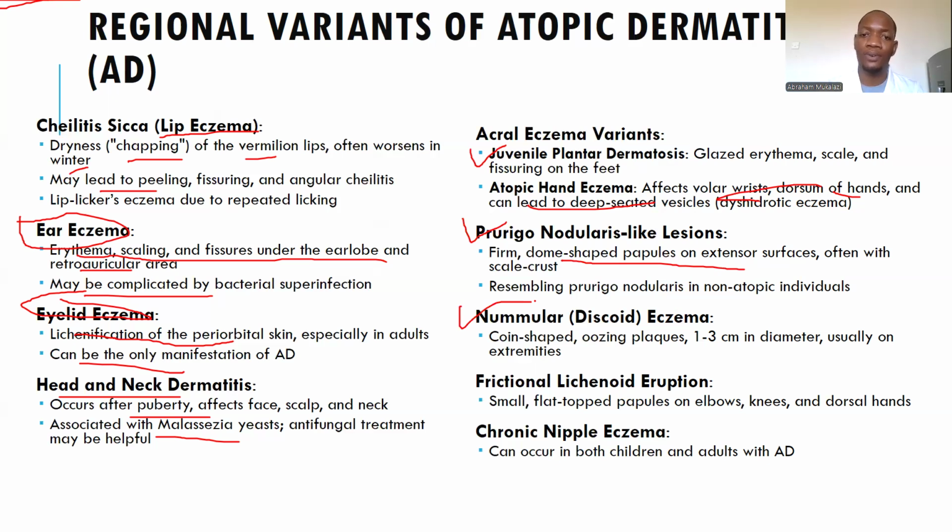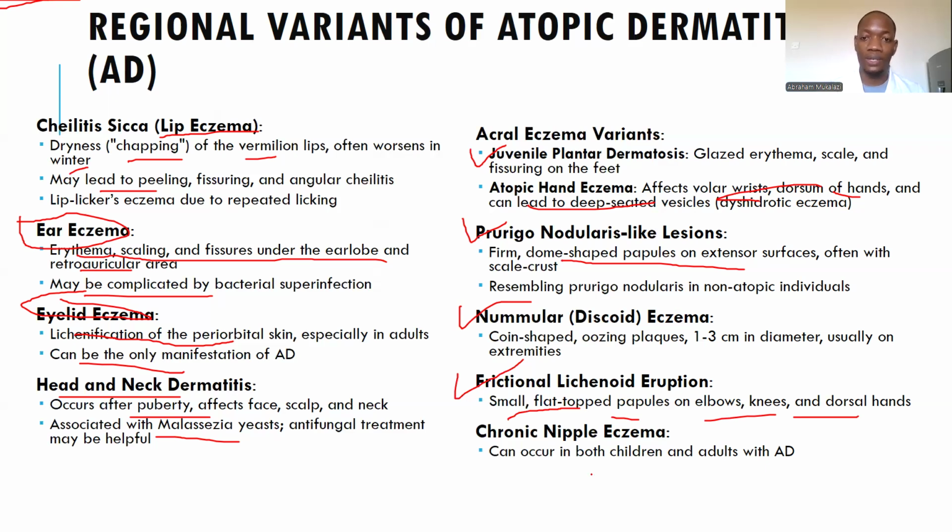So we can also get what we call frictional lichenoid eruptions, oftentimes on the feet, on the elbows, the knees, or the backs of the hand. And they will present with flat-topped papules, which are usually very, very small. So this can also look like what we see in keratosis pilaris. But in that case, if the patient is atopic, we call it frictional lichenoid eruption.